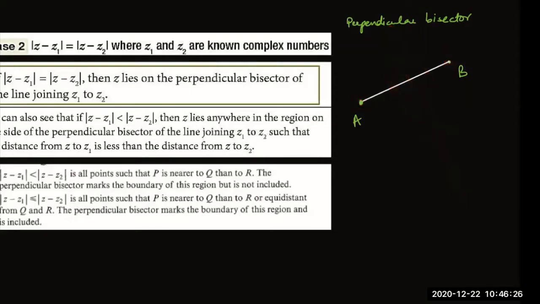Right? So you should know how to draw it. I'm not teaching you O-level math. In case you want me to teach you O-level math, then you'll have to wait. Okay, so everybody should know how to draw a perpendicular bisector.